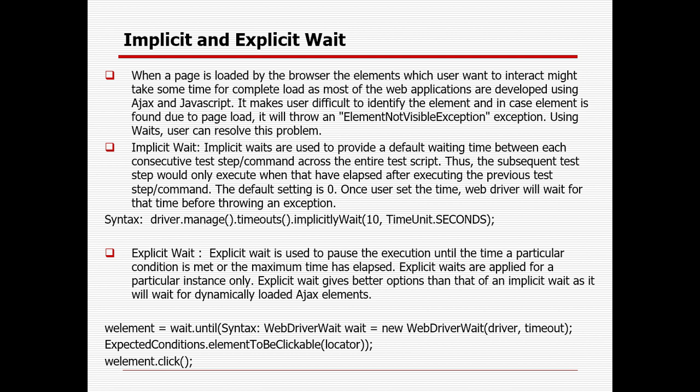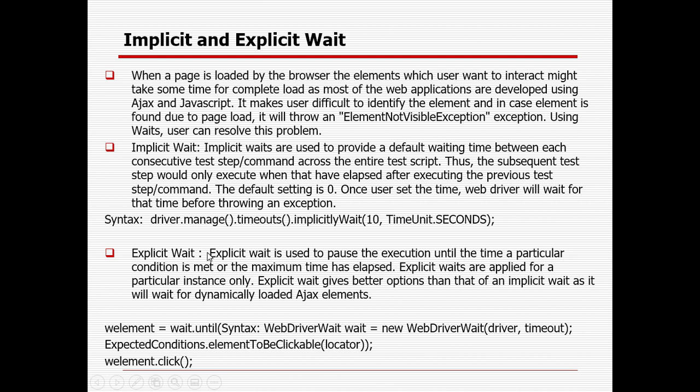Okay. So implicit waits are used to provide a default waiting time between each consecutive step or command across the entire test script. Thus, the subsequent test steps should only execute when that time has elapsed after executing the previous test step or command. The default setting is 0, right? So you can set anything, 10 seconds, 20 seconds, 30 seconds, 40 seconds. It will wait for the time, after that it will throw the error.